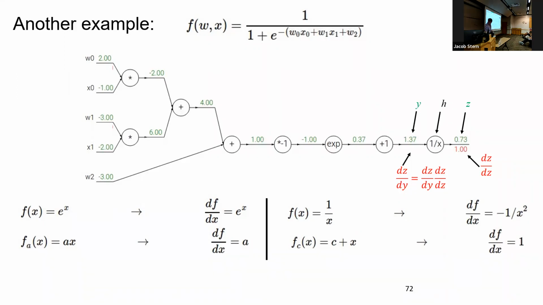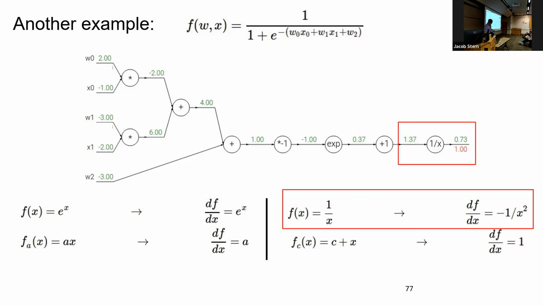Okay, so we are going to plug numbers in. So negative 1 over x squared. The input to that function is 1.37. So negative 1 over x squared is negative 1 over 1.37 squared. And then the numerator is just easy. So that gives you negative 0.53. And that is the derivative of f with respect to y.